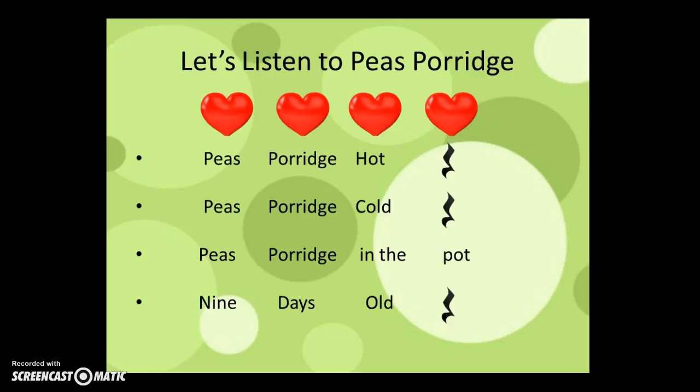Peas porridge hot, rest. Peas porridge cold, rest. Peas porridge in the pot, 9 days old, rest.